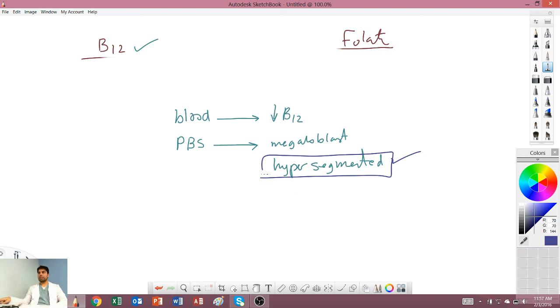When you look at neutrophils, they will have their nuclei in segments. That means they will have multiple nuclei. Hypersegmented neutrophils. They're immature neutrophils. But this is not specific to either one. It's general for both, for both vitamin B12 or folate.